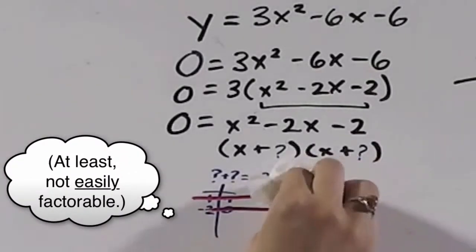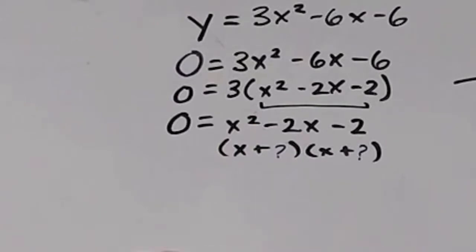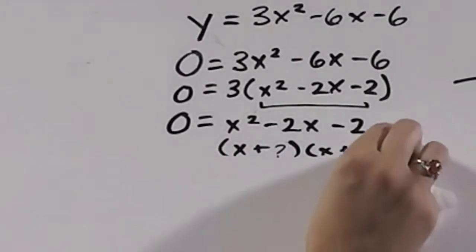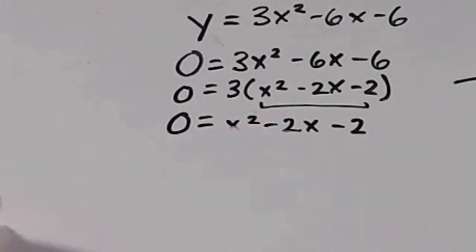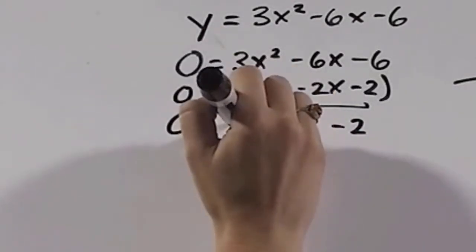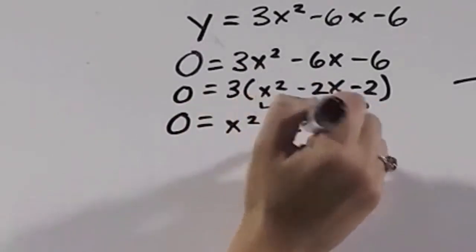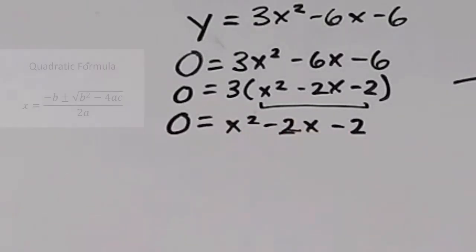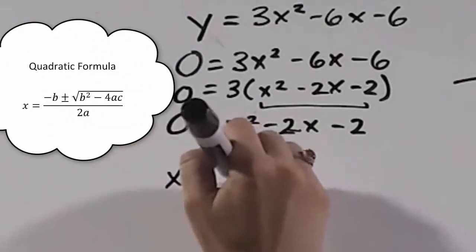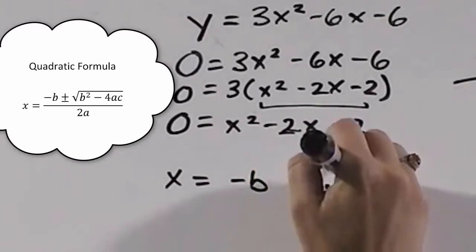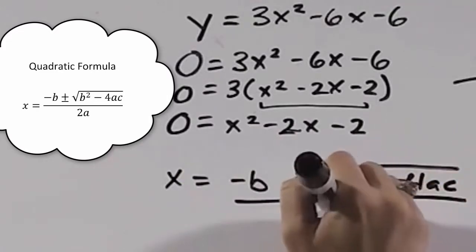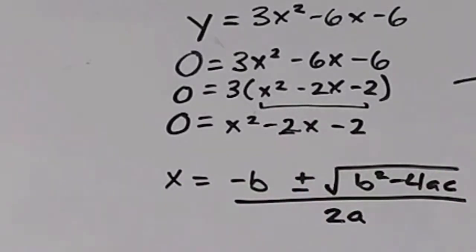Now, since we can't factor this thing, let's instead use the quadratic formula. I always like to remember it by singing a little song. X is equal to negative b plus or minus the square root of b squared minus 4ac all over 2a. So that's my way of remembering the quadratic formula.